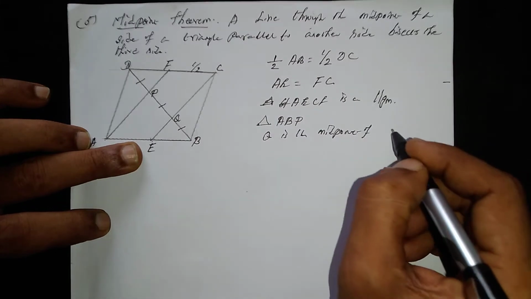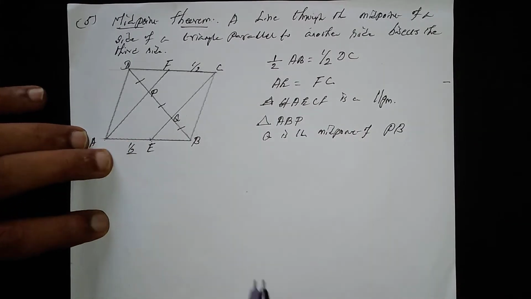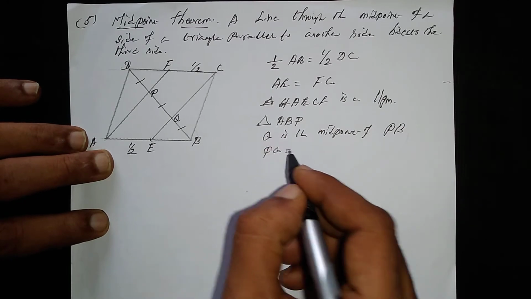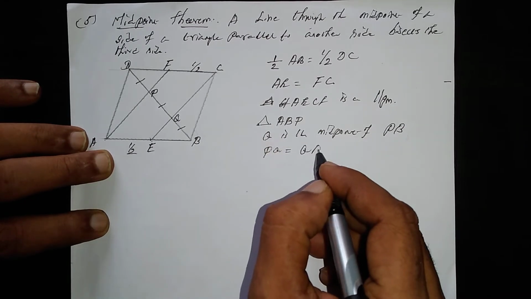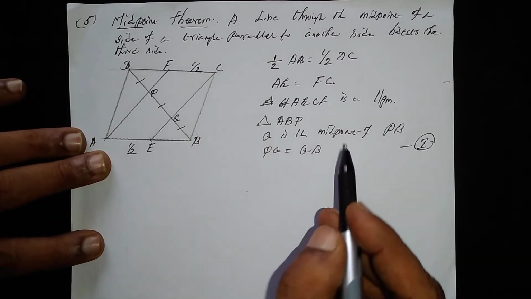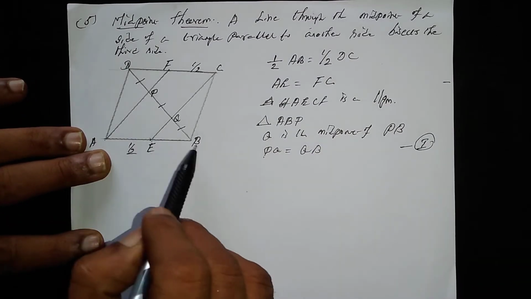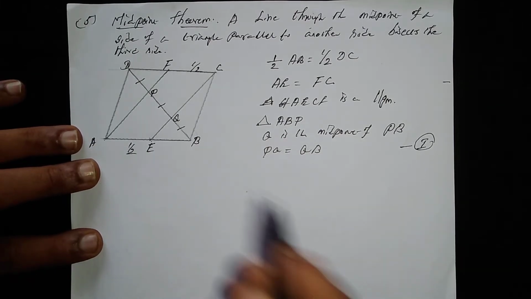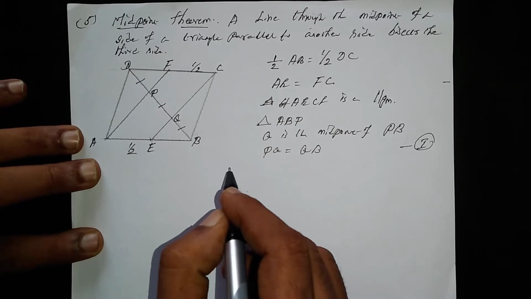So Q is the midpoint of PB. Naturally PQ is equal to QB. Let us take this as equation number 1, because a midpoint means PQ is equal to QB. So we have proved one thing. Let us go for the second triangle.